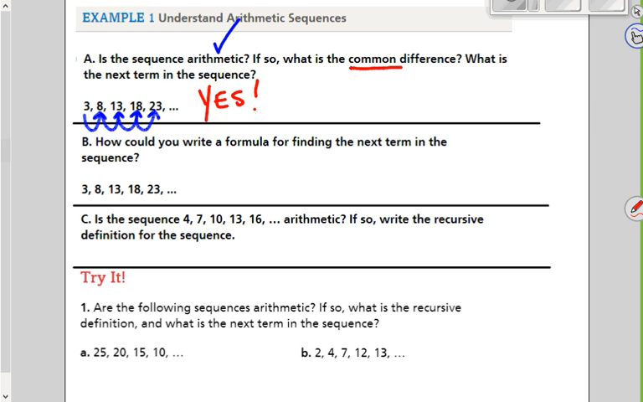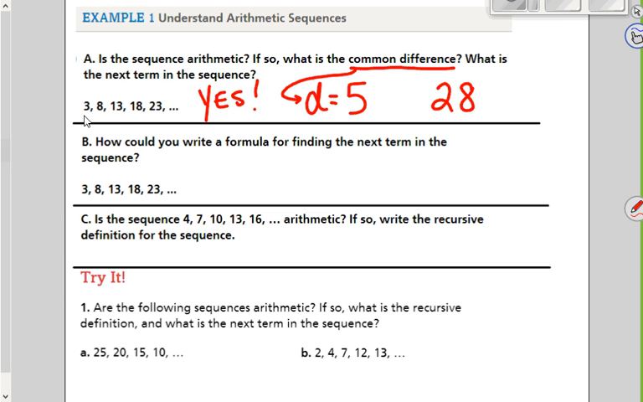The common difference is known as our D. You'll see that throughout the lesson. I'll use the letter D for common difference. And here the common difference is 5. It's the number that it's growing by. What's the next term in the sequence? Well, 23 plus 5 would be 28. That's it. Pretty straightforward, rather simple example.